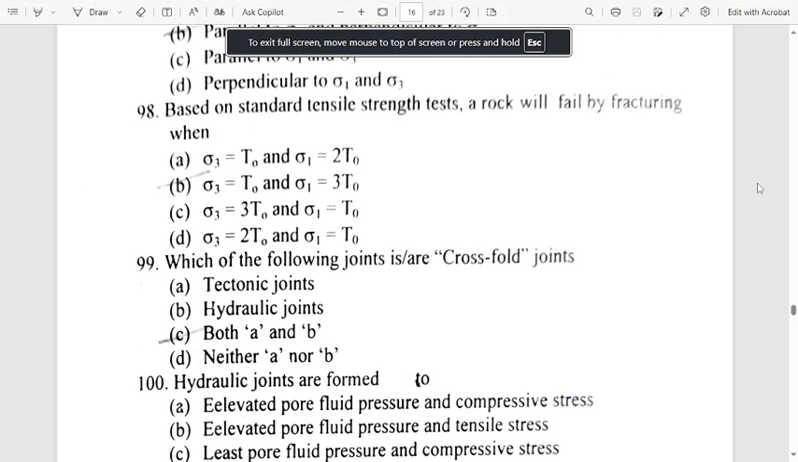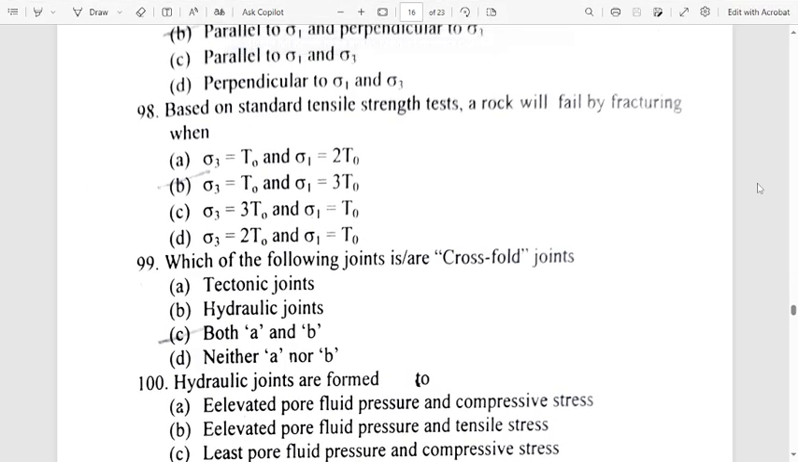Based on the standard tensile strength test, a rock will fail by fracturing, and sigma 3 is equal to T0 and sigma 1 is equal to 3T0. Which of the following joints is or are cross-fold joints? Tectonic joints and hydraulic joints.